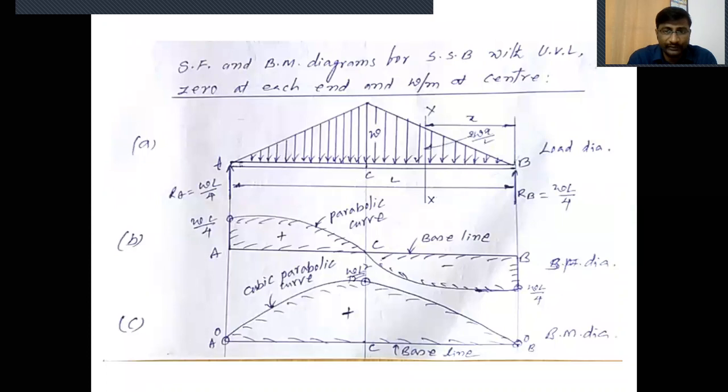Bending moment diagram and shear force diagram. This is the bending moment and shear force diagram for the given beam. Clear, students? This is one of the special cases. If you understand this one, you can draw the shear force and bending moment diagram for the simply supported beam for different types of loads.